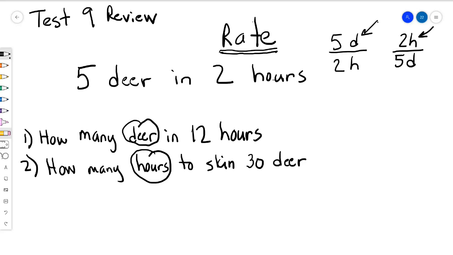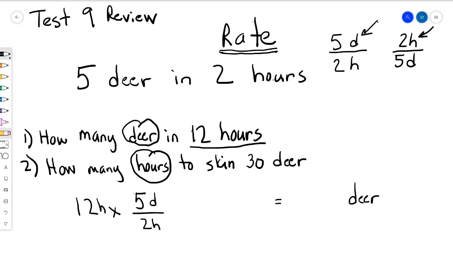So for question number 1, if I want to end with deer, I like to write that out in my answer. It reminds me, they're asking how many deer. I need to have my answer in deer, so I need to have deer on top of my rate. So I'm going to write that rate here: 5 deer in 2 hours. Then we take the value they give me in the question. They're asking how many in 12 hours. So I write that here and I multiply it by my rate: 12 hours. Now we can see these hours are going to cancel, and I'm indeed going to be left with deer. And then, as I like to say, we just need to do the math.